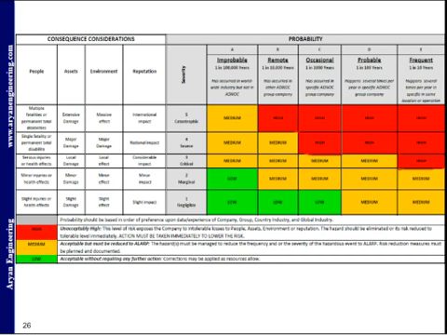So this is one by one, and sometimes they use low, medium, high, and here also we are using probability as improbable, remote, occasional, probable and frequent, and severity as negligible, marginal, critical, severe, and catastrophic. So how you will do it, we will see in the next slide.